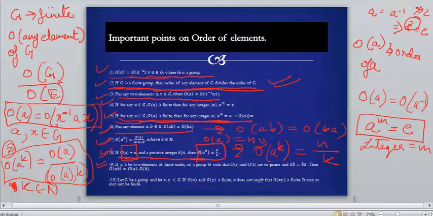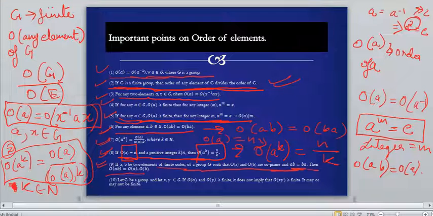Next, the 9th point is saying that if a and b are two elements of finite order of a group G, where order of a and order of b are co-primes, and ab is equal to ba, then what will happen? Then order of ab is equal to order of a into order of b. So order of ab will be equal to order of a dot order of b. That's what is written here.